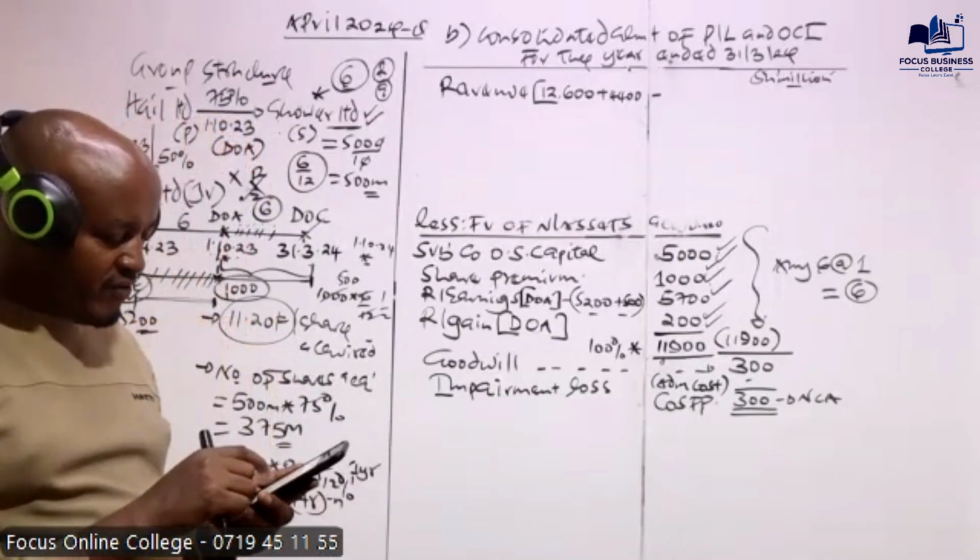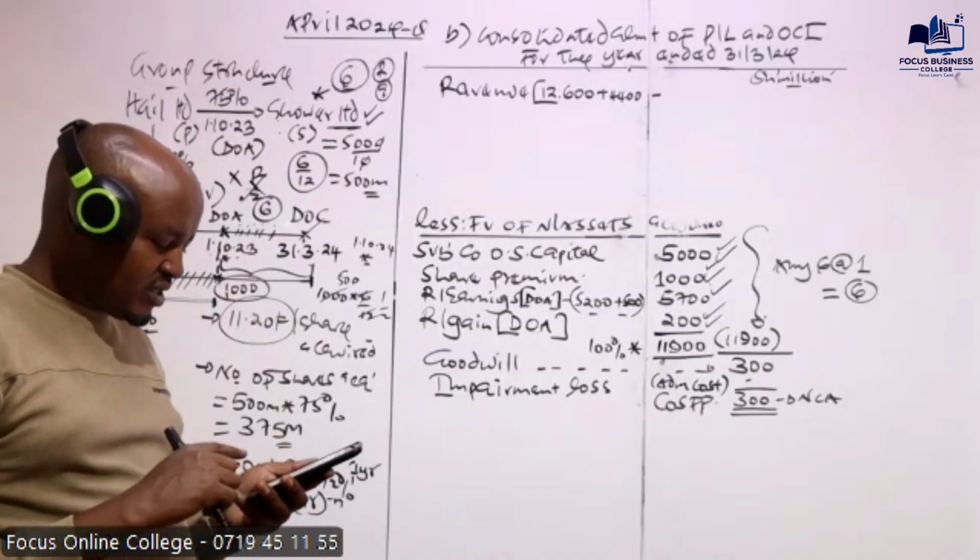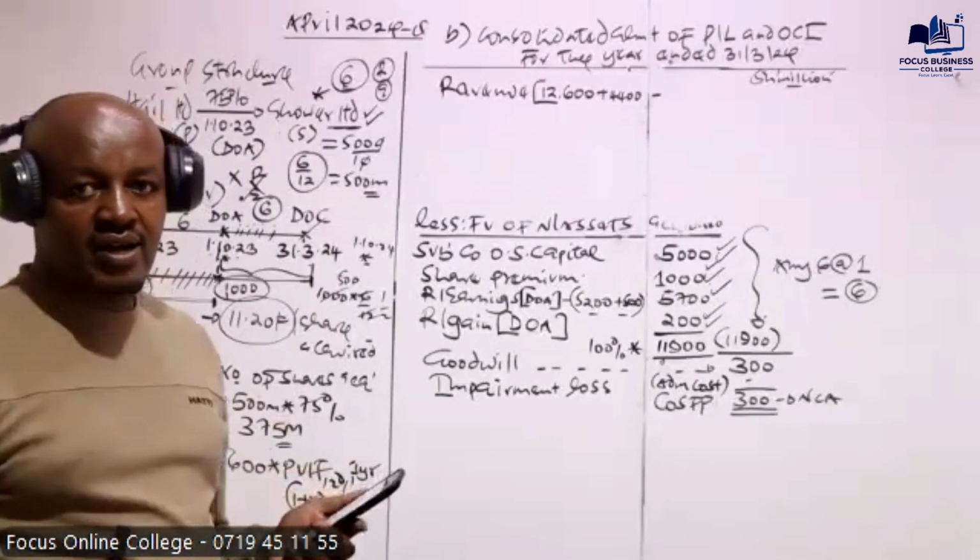Now, first of all, in our case, what we're interested in is the goods or the inventory which was sold by Bkk to Yv.